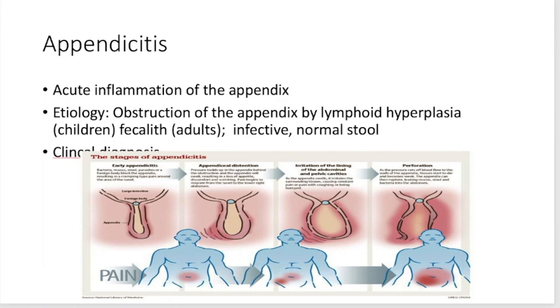All right, acute appendicitis. Remember, we have that little dude down there. We really don't know exactly what it's for, but it likes to become inflamed and infected. Obstruction of the appendix is usually by lymphoid hyperplasia in children, a fecal lith in adults, and infective or normal stool. Some foreign body ends up plugging the opening, and we get an infection and inflammation behind it. It is a clinical diagnosis. We do have a couple of signs that are very important.